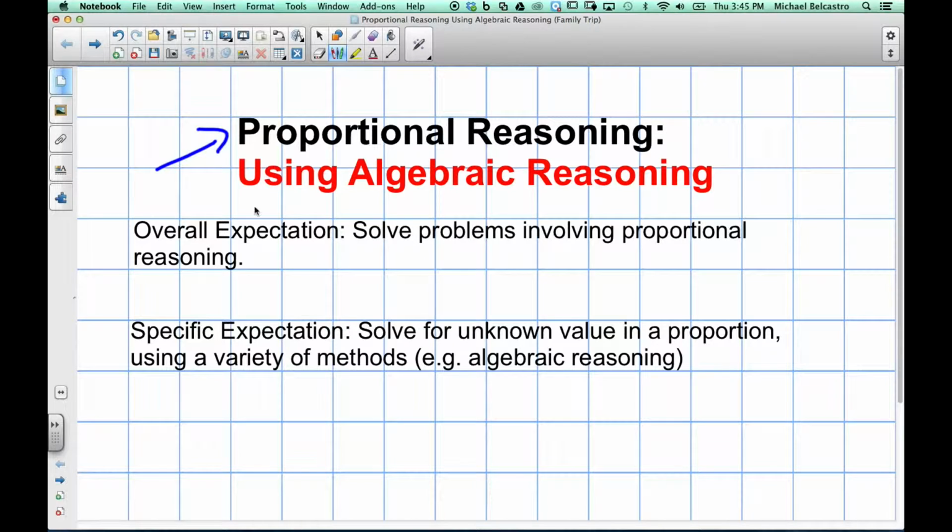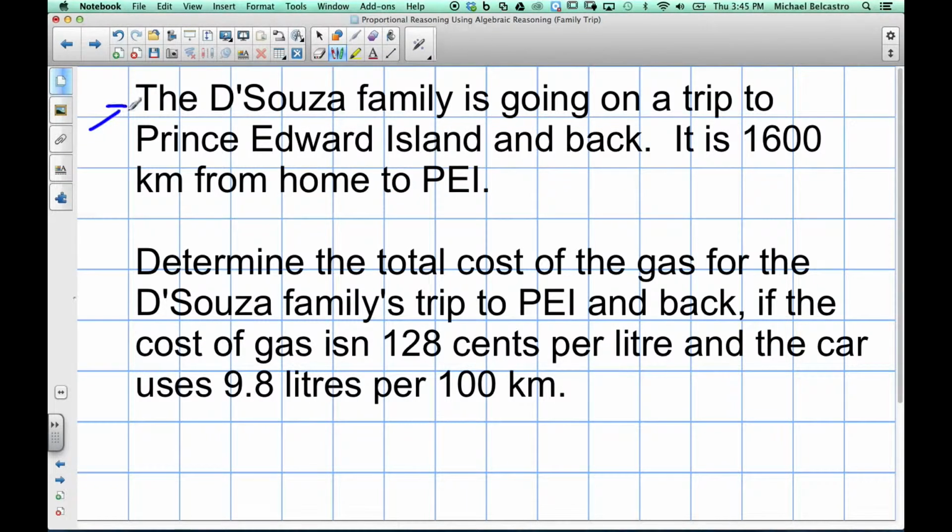We're looking at proportional reasoning, and the method we're going to use to solve this question is algebraic reasoning. The overall expectation is to solve problems involving proportional reasoning, and the specific expectation is to solve for an unknown value in a proportion using a variety of methods, and we're going to use algebraic reasoning. So here's our inquiry type question. We'll read through it once, and then we'll highlight what's important the second time through.